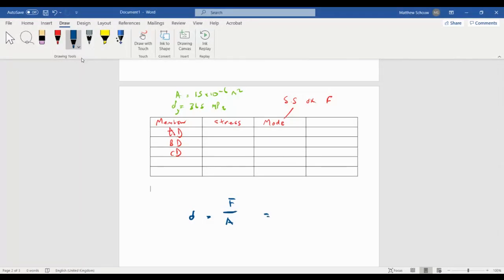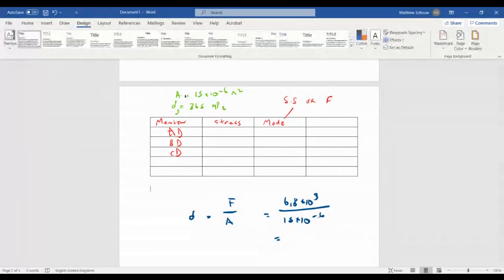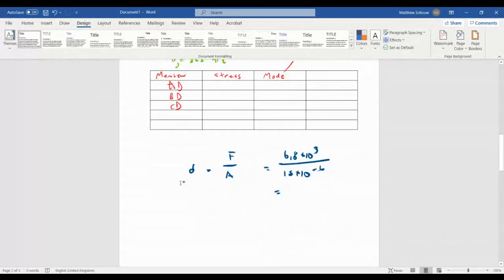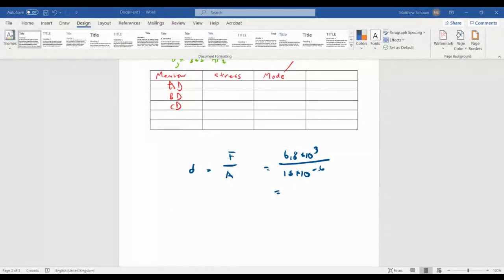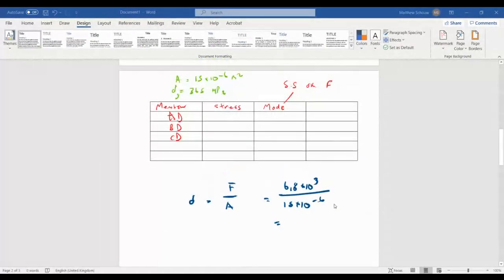So the force for the first member, if I'm correct, was around 6.8 kilonewtons. And then we just divide this by 15 times 10 to the negative 6. What answer do we get there? You get 453 megapascals. 453 MPa. Beautiful. So already it's going to fail that member. You get the concept.